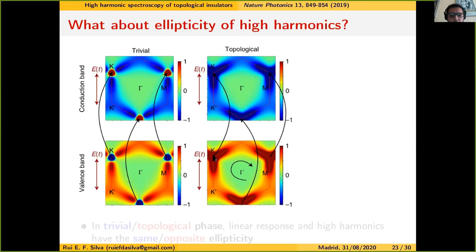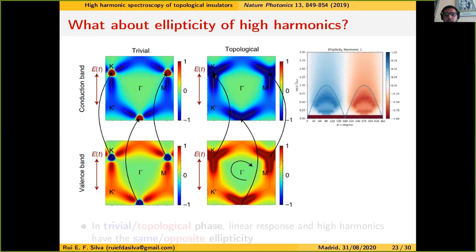On the other hand, when we have the topological case, the electrons are going to feel a negative Berry curvature. So I'm going to show you the ellipticity of harmonics. This is the ellipticity of harmonic one. And it's really striking that we don't see any change, because I've told you before that the electrons are going to feel positive Berry curvature in the trivial case, and negative in the topological case. So that should be a difference, but there is no difference because the first harmonic in the topological case is really dominated by the whole conductivity of the valence band. So that's why the ellipticity of harmonic one is the same for the trivial and the topological case.